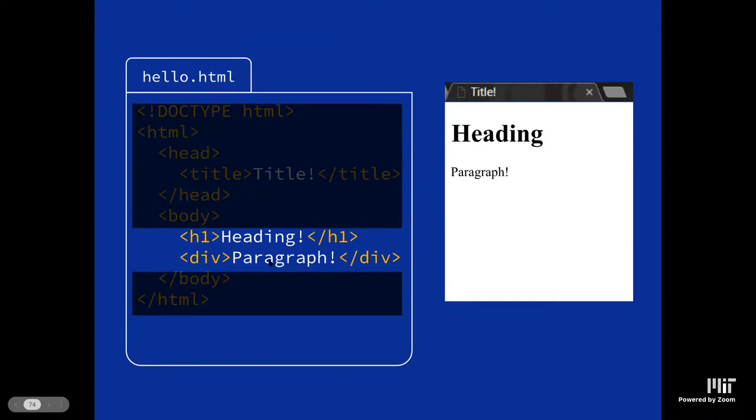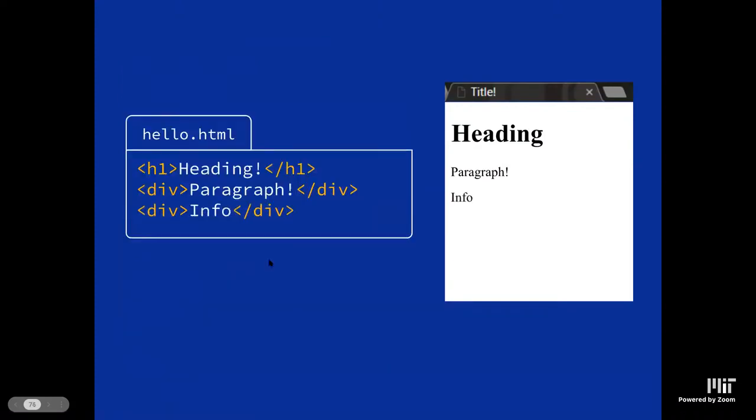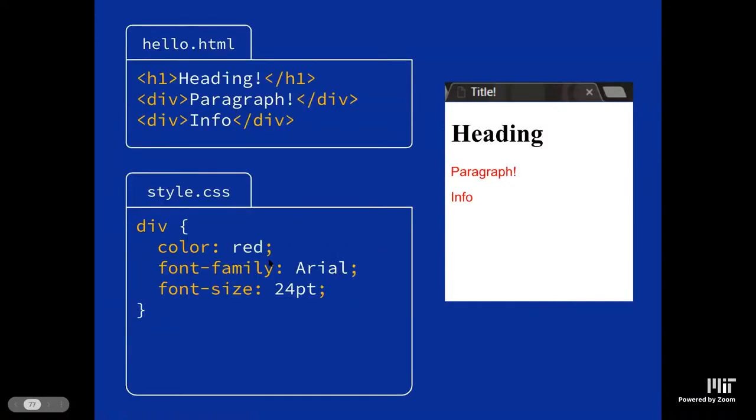So as an example, let's just make these divs. So we have two divs, paragraph and info. Now, if we use the same style sheet or rule set, we'll see that both of these divs are now red with Arial 24 point font. And this is good. This is what we want. But now what if we want to alter some of the things, but not all? So what if we want to alter some of the divs, but not all of the divs?